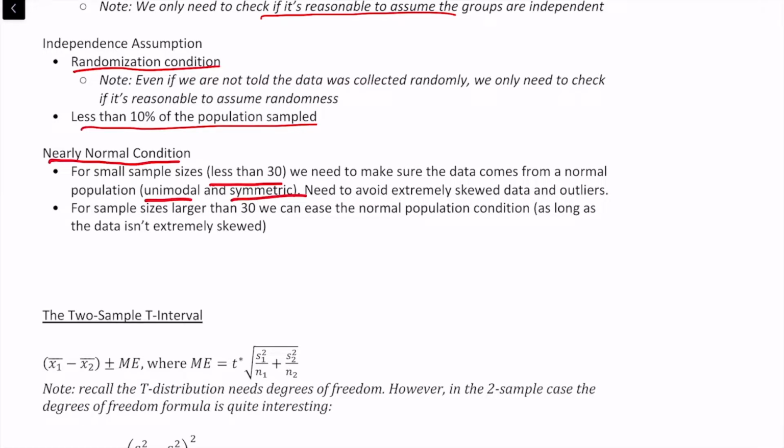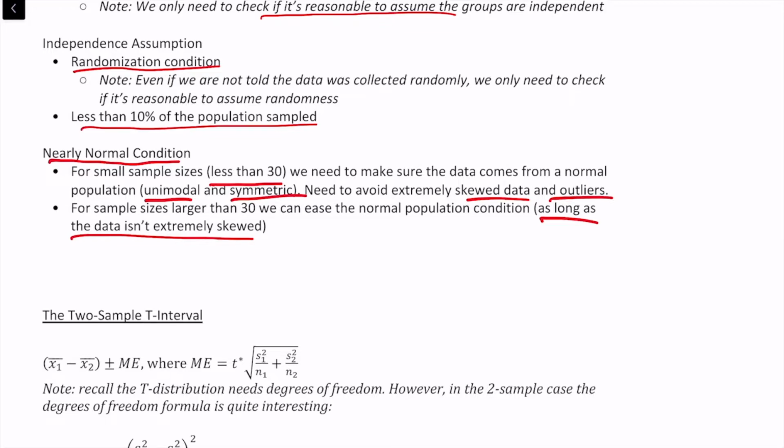So what we do is we look at the histogram, and we say, okay, if it's relatively unimodal and symmetric, we're good to go for small sample sizes. Remember, we have to avoid the skewed data and the outliers. But for sample sizes that are significantly bigger than 30, we're usually pretty good to go, as long as the data isn't extremely skewed. But if the data isn't that skewed, bigger than 30, we're good to go.